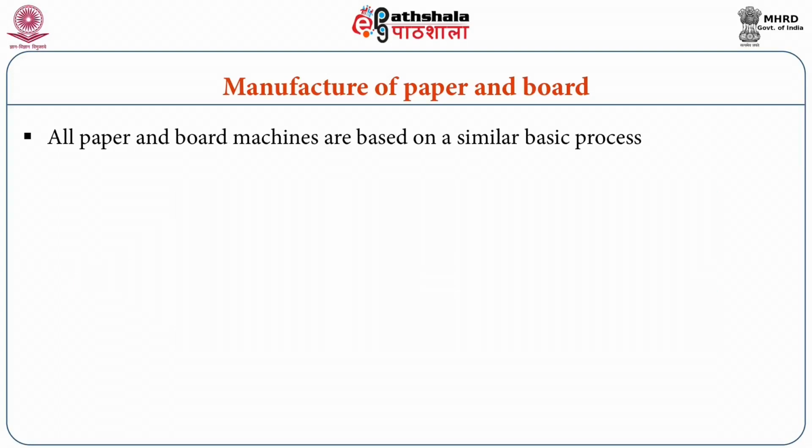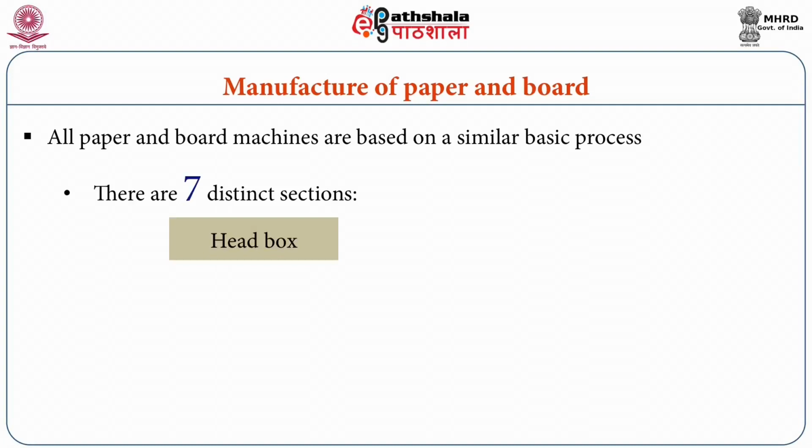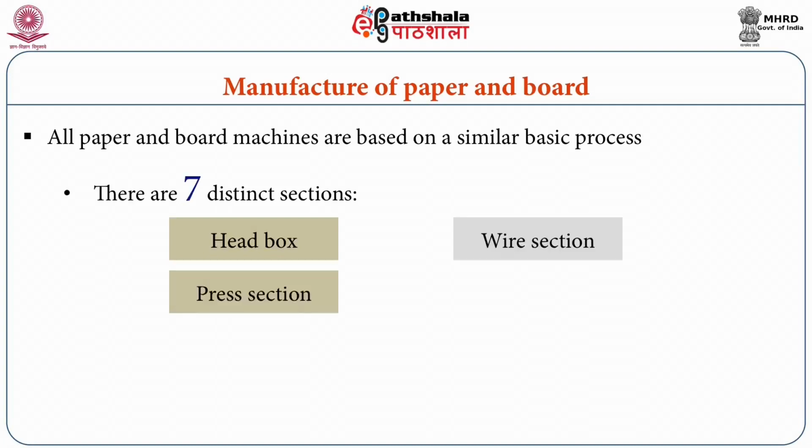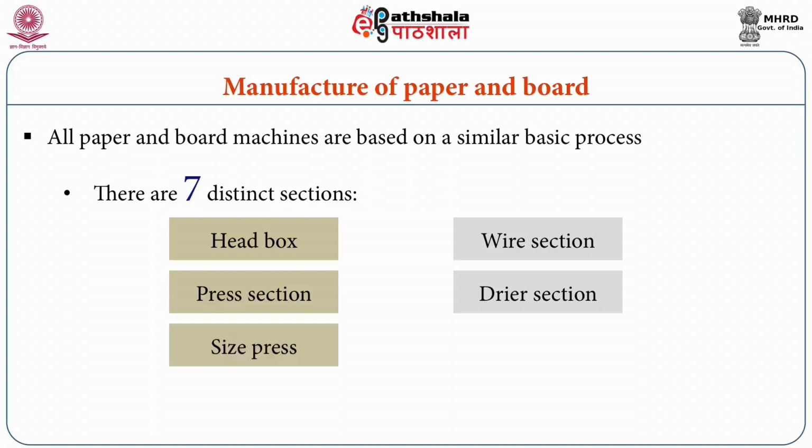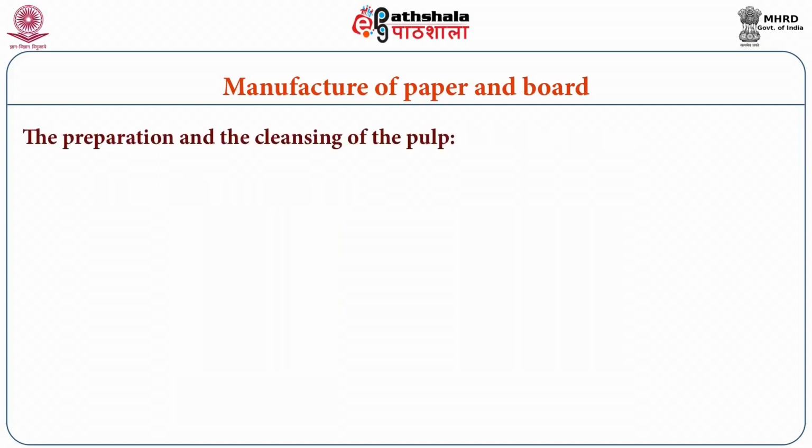All paper and board machines are based on a similar basic process. There are 7 distinct sections: headbox, wire section or wet end, press section, dryer section, size press, calender, and reel up. Now we will talk about the preparation and cleansing of pulp.